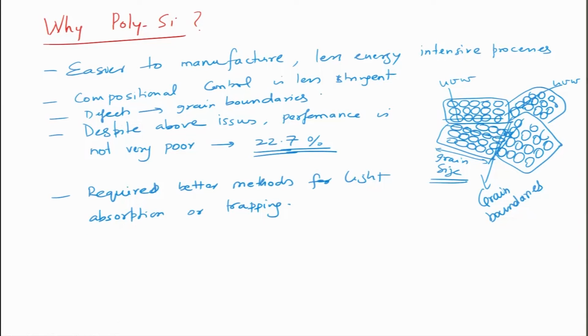Of course, they have grain boundaries, they have defects. As a result, the diffusion lengths are lower. So Ln or Lp are lower as compared to monosilicon.